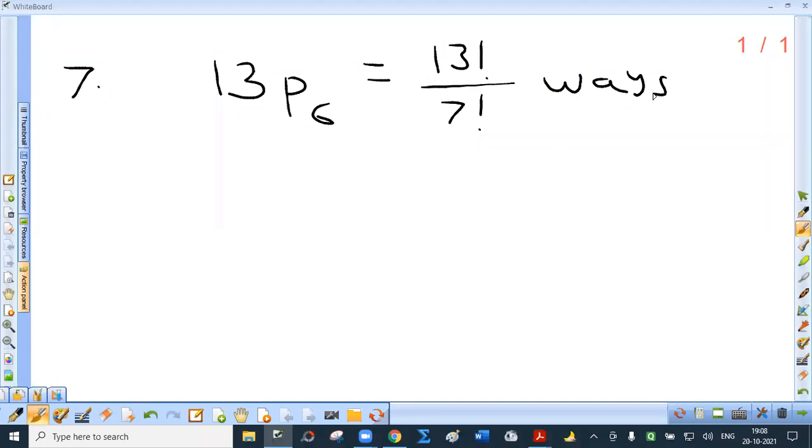Also, 12 boys can be arranged in 12P12, equal to 12 factorial ways.